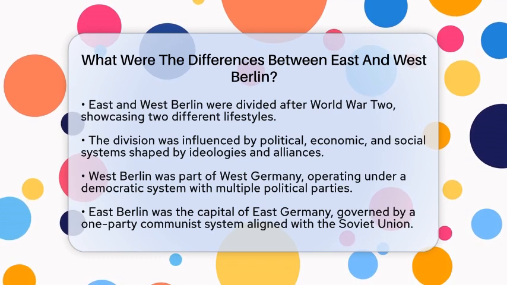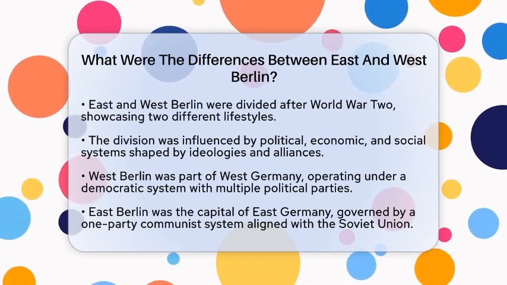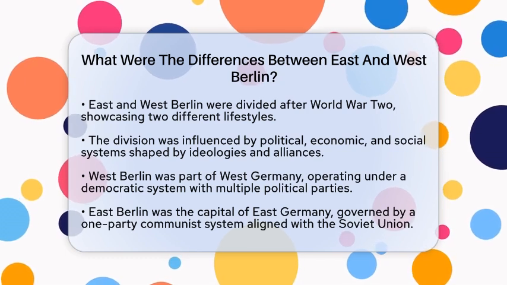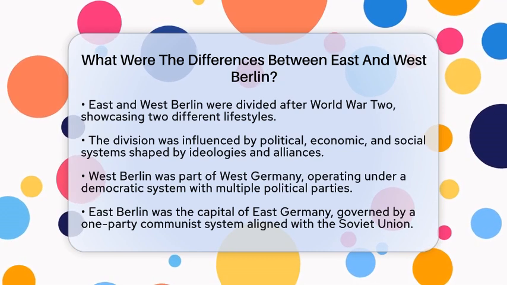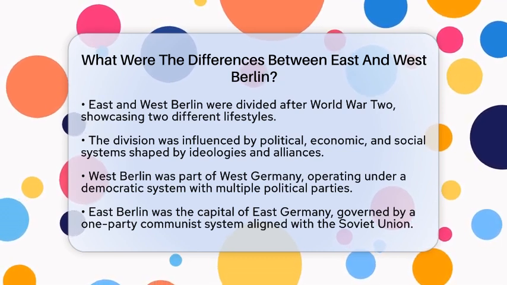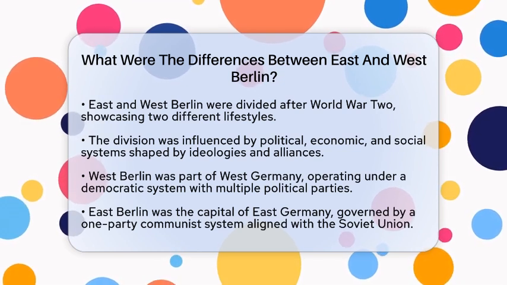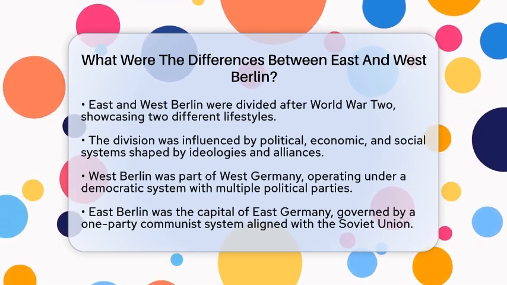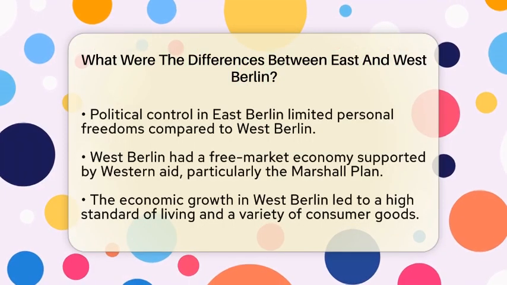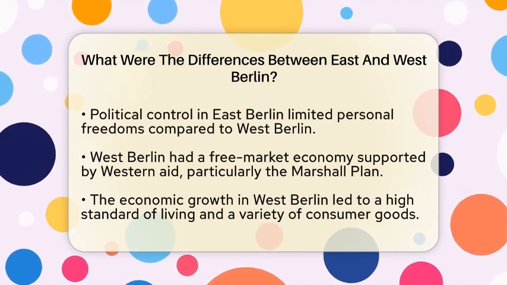Let's start with politics. West Berlin was part of West Germany, known as the Federal Republic of Germany. It operated under a democratic system, allowing multiple political parties and respecting individual freedoms. In contrast, East Berlin was the capital of East Germany, or the German Democratic Republic. This area was a socialist state, aligned with the Soviet Union, governed by a one-party communist system. Political control was centralized, limiting personal freedoms.